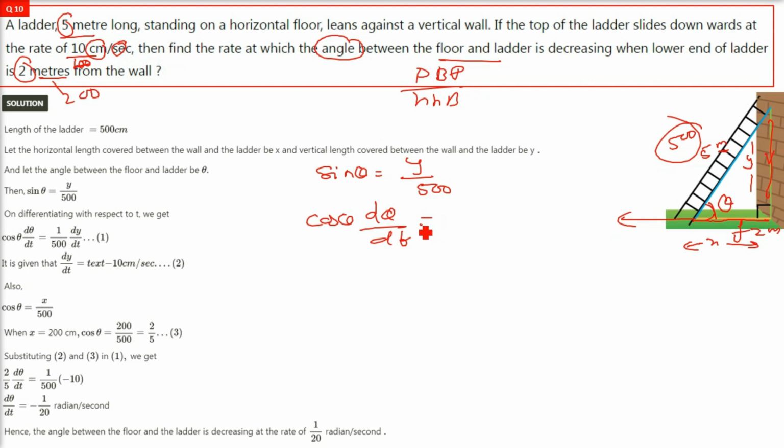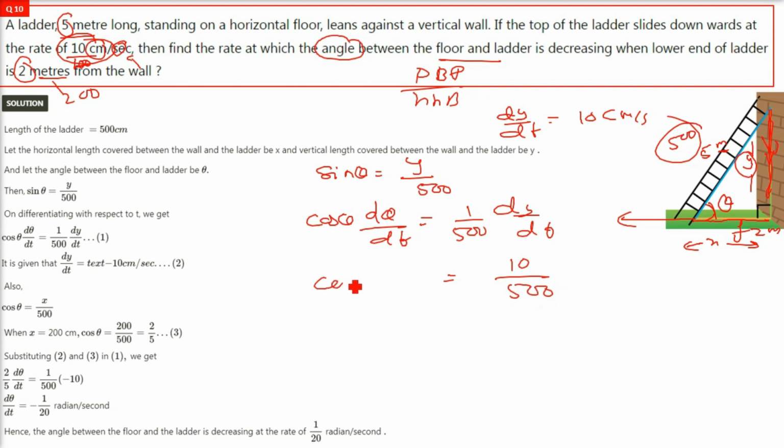Now, in order to find d theta by dt, you need y. How are you going to get y? You can get it because 2 meters is already given. X is already given. Here we are going to use the values provided. dy by dt is already given, 10 centimeters per second. 2 meters is also given. So dy by dt is 10, so it is 10 by 500 equals cos theta d theta by dt, and d theta by dt we have to find out. So now we are not stuck.